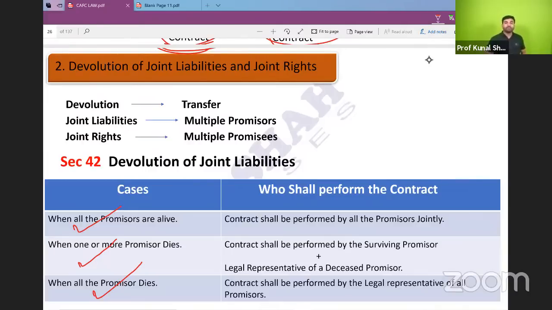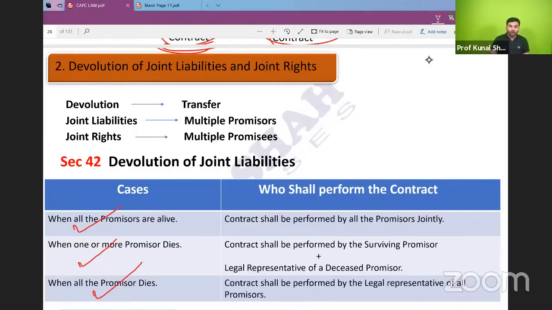So whenever there is more than one promisor inside the contract, they are multiple promisors, that is, joint promisors. Whenever there is more than one promisee, it is multiple promisees, that is, joint rights. Let us first understand section number 42, which talks about devolution of joint liabilities.